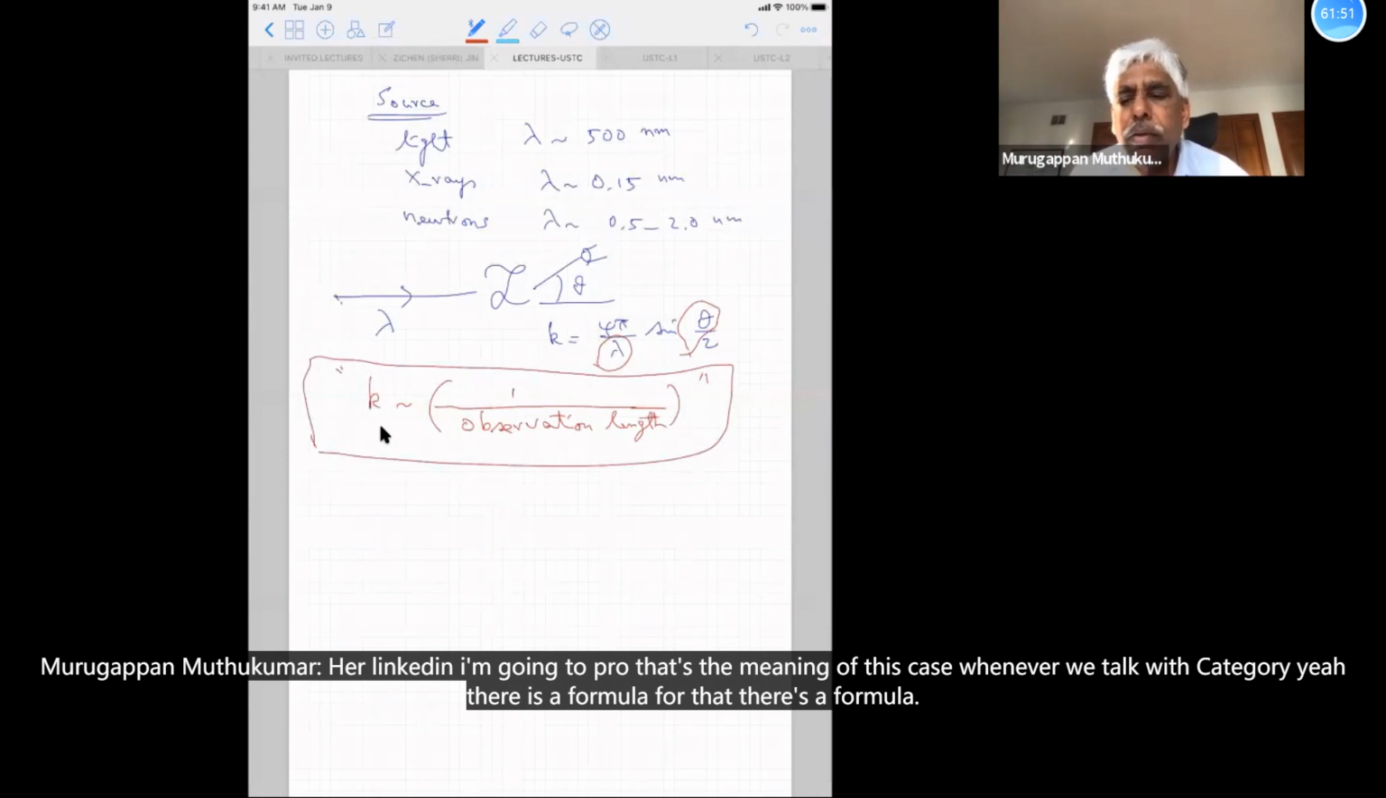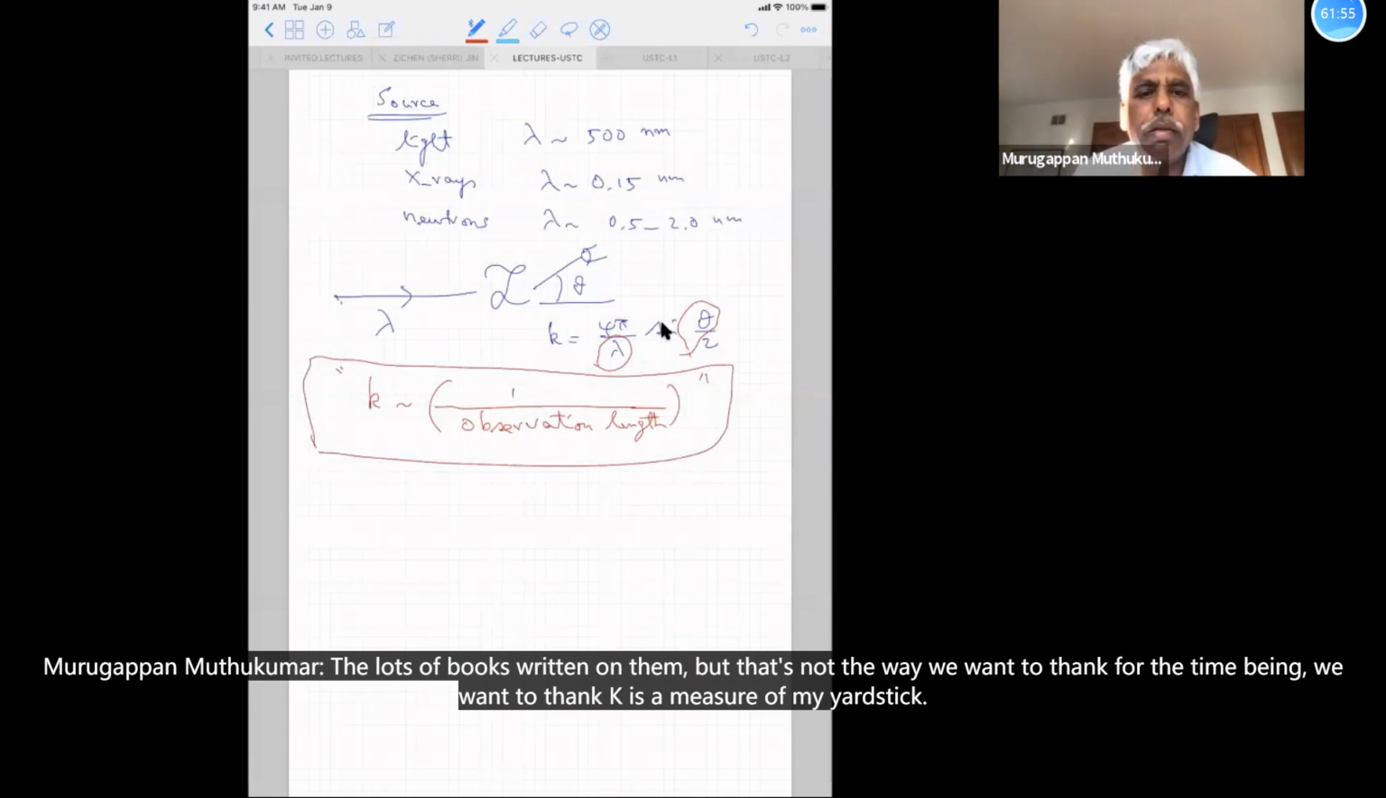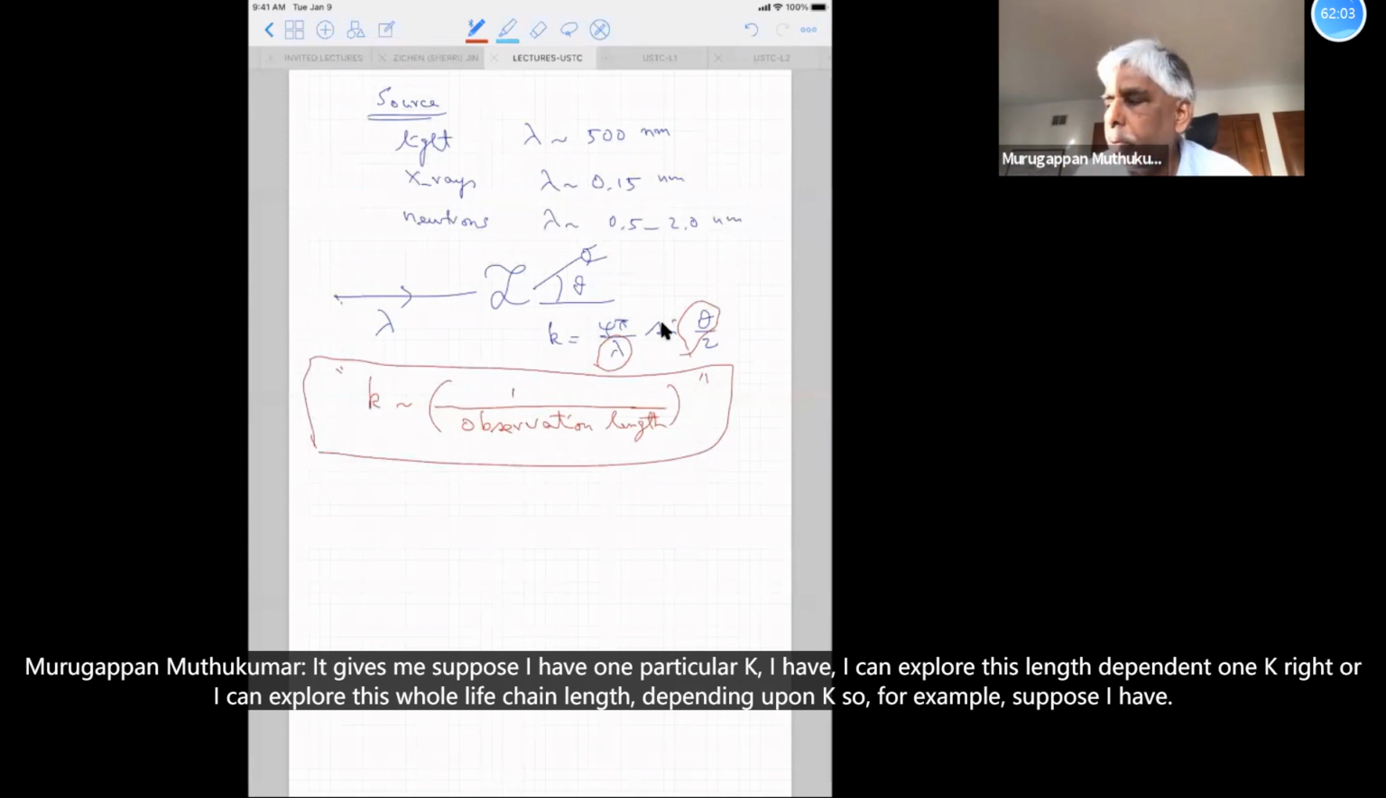Whenever we talk about scattering, there's a formula for that. There are lots of books written on them, but that's not the way we want to think for the time being. We want to think of K as a measure of my yardstick. Suppose I have one particular K, I can explore this length depending upon K, or I can explore this whole chain length, depending upon K.